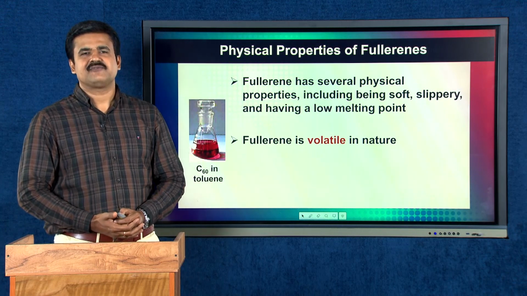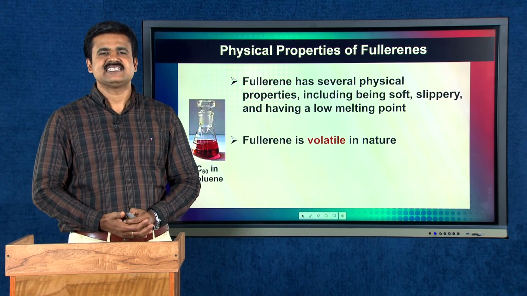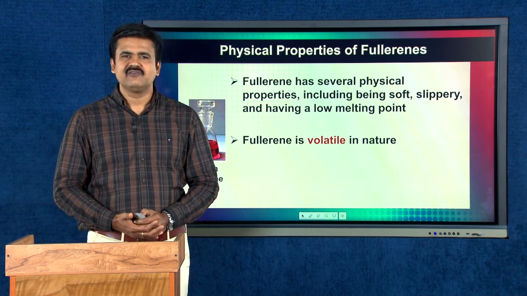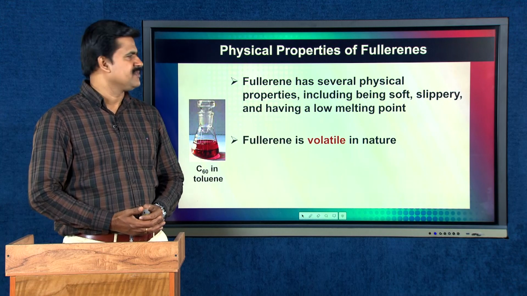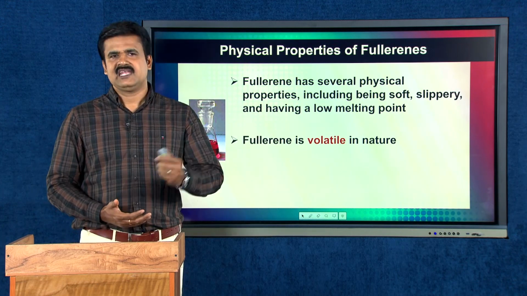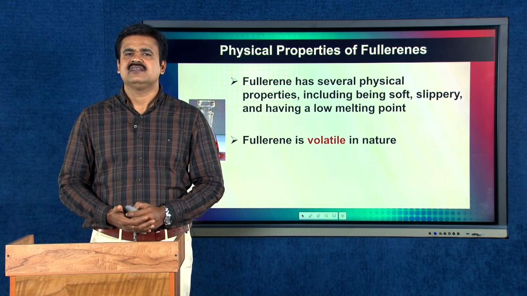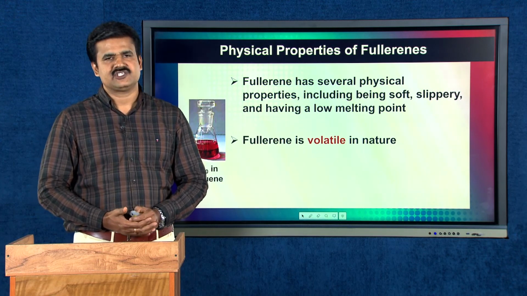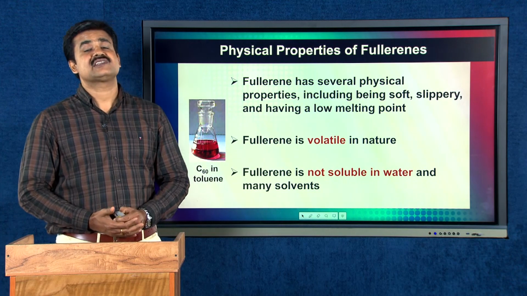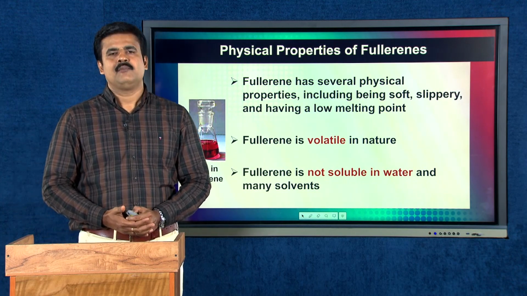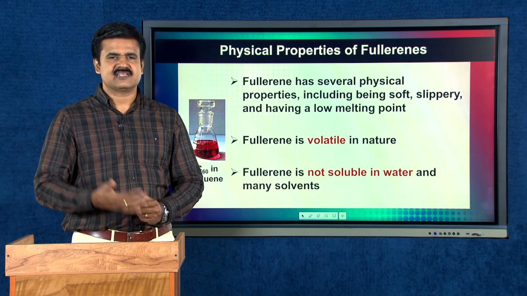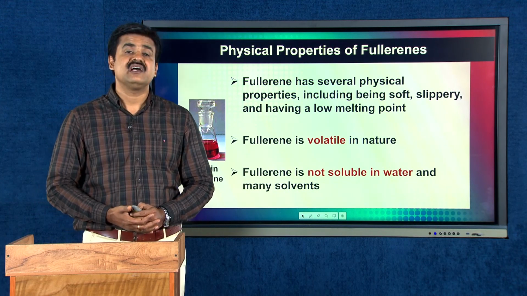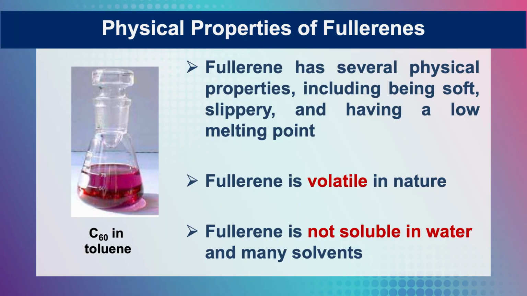This is the fullerene liquid, that is C60 dispersed in toluene solvent, shown here. It has a deep purple color, and this is a highly volatile liquid. Fullerene is not soluble in water. Moving on to the solubility, it is clear that fullerene prefers organic solvents. Fullerene is soluble in the organic solvent toluene. That is why this C60 is dissolved in toluene and shown here. Fullerene is not soluble in water.